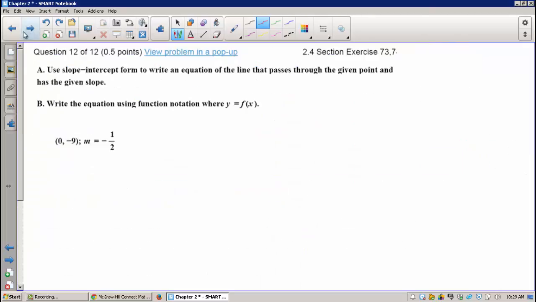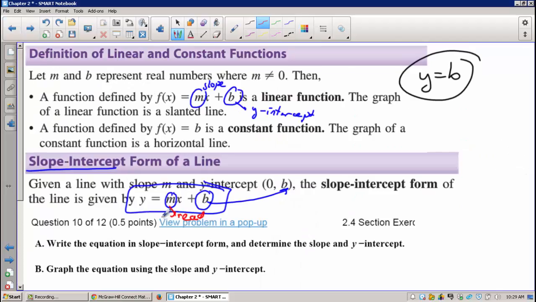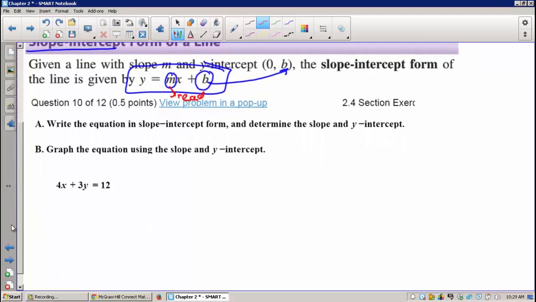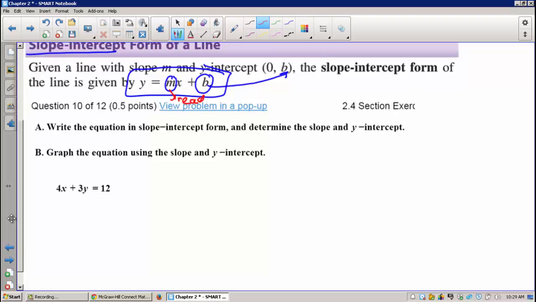If the equation is in special form like this, you just read it in 1 second. Just getting slope is so easy. Okay? Let's start number 10.